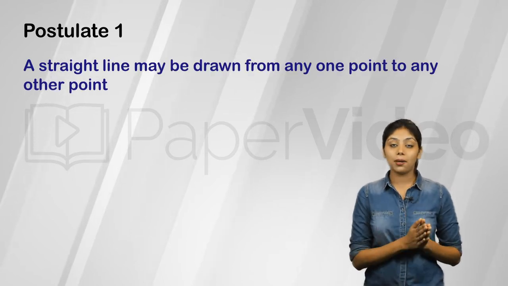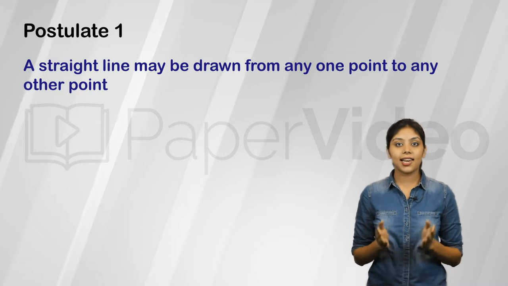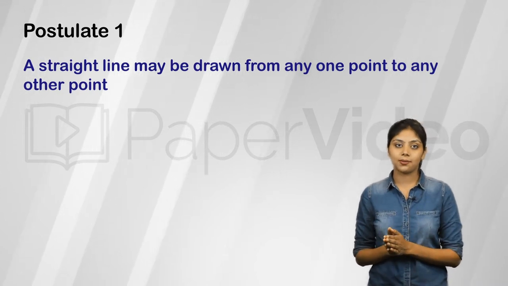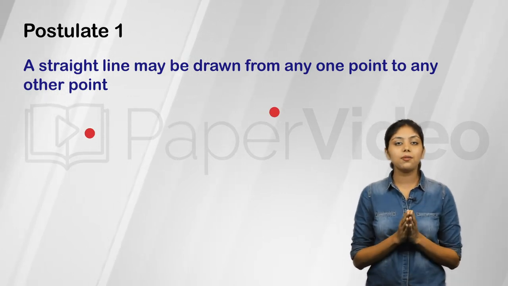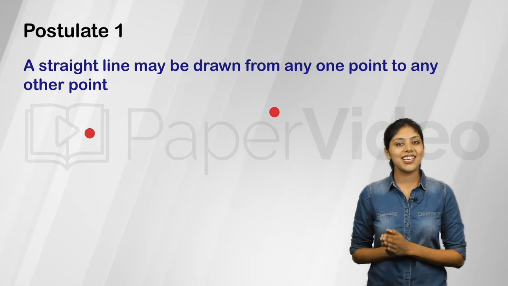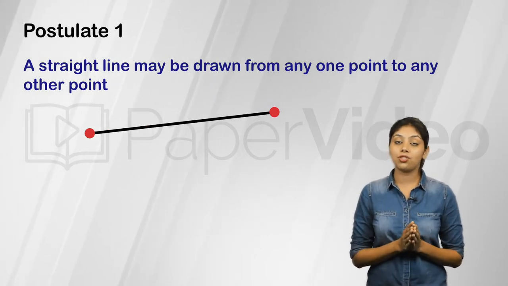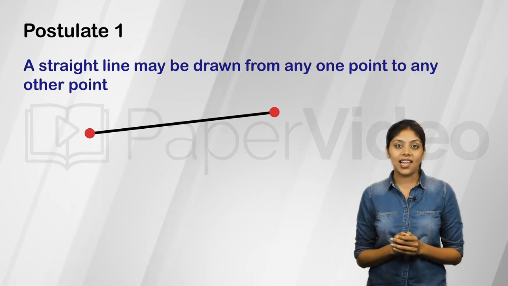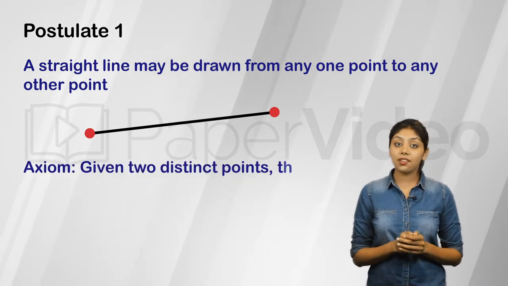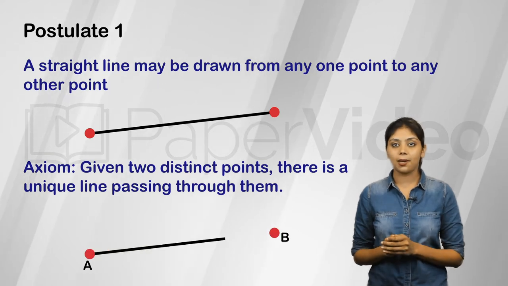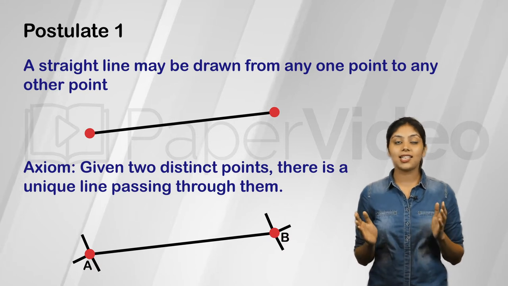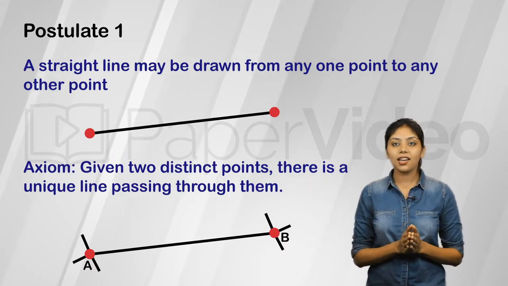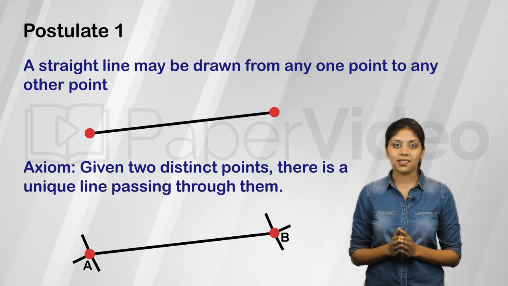According to the first postulate, a straight line may be drawn from any one point to any other point. Let us understand this with the help of an example. Let us suppose there are two points on a plane separated by a distance. If we want to connect them, then we can see that we can draw only one line that would join them. We can also take the help of the axiom which says that given two distinct points, there is a unique line passing through them. This means that the line from A to B is AB. Similarly, the line from B to A is also AB.